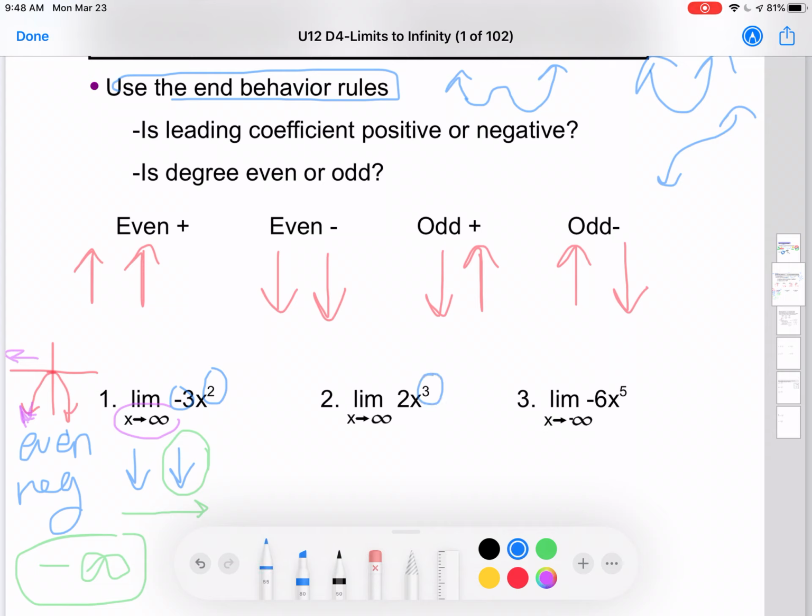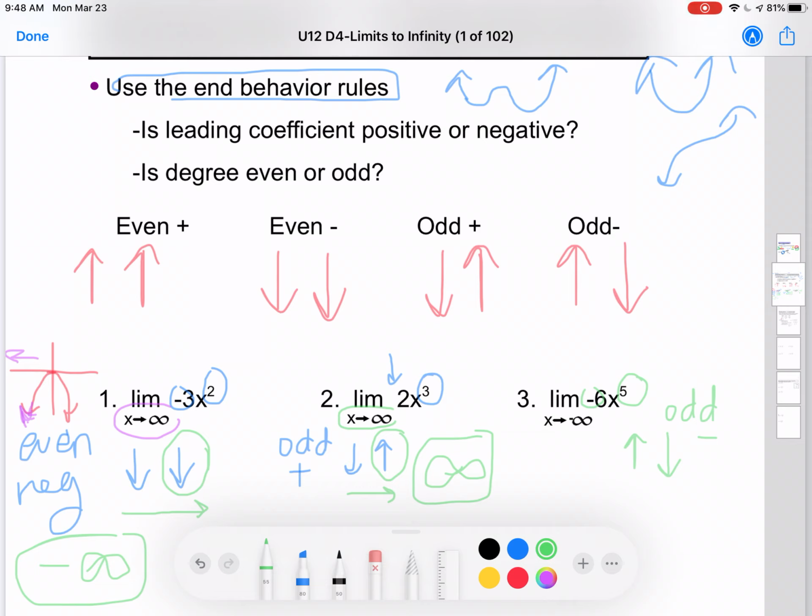Okay, so now we got odd, and this is positive. So odd positive is righties up. I'm heading towards infinity, so that means this way. So I'll look at this piece. So the limit as we head towards infinity is infinity. Where's y going? That's all they want to know. What is y approaching? I have odd negative. So odd negative is lefties up.